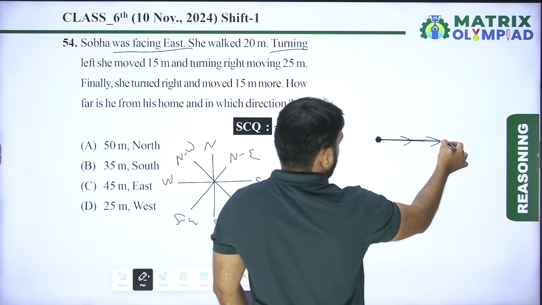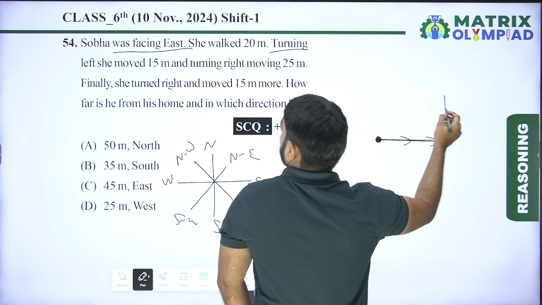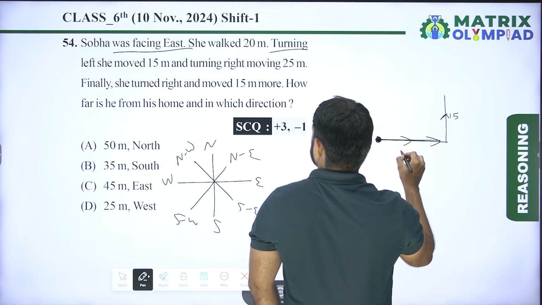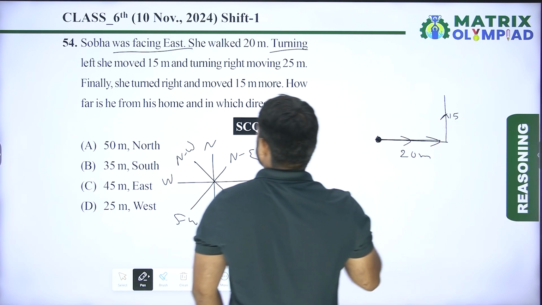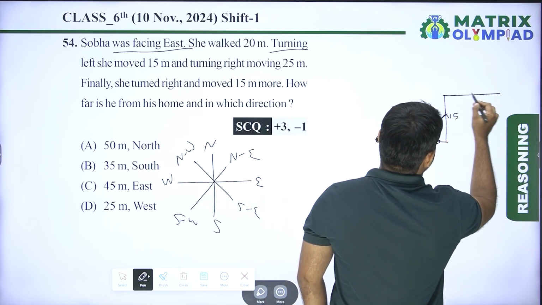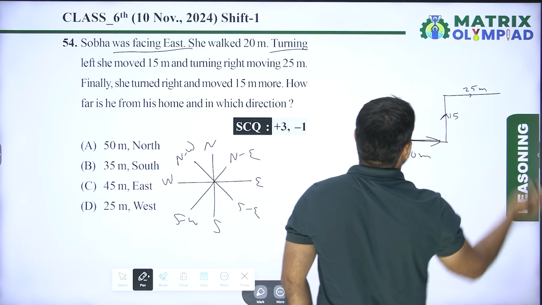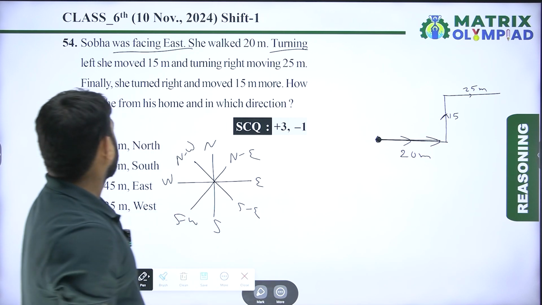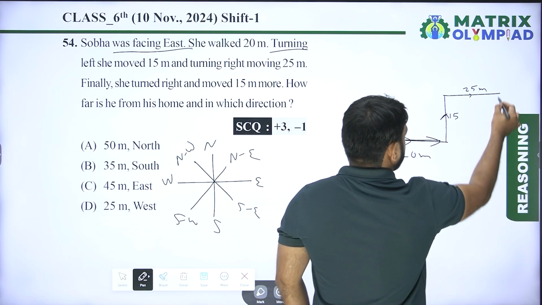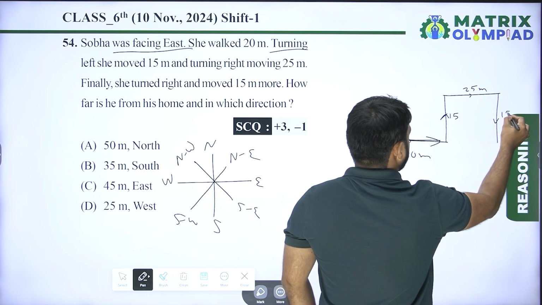Turning left and moving 15 meters. Now turning right and moving 25 meters. Now after this, C turned right and moved 15 meters.